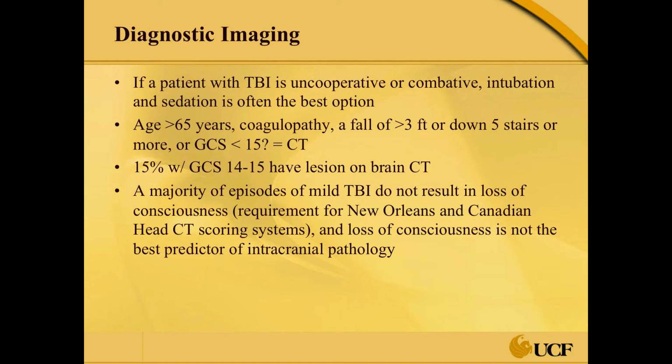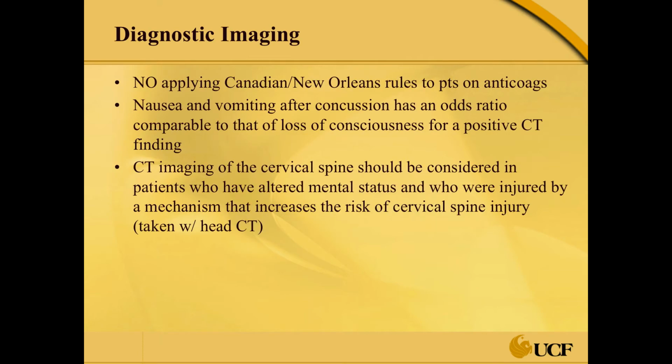So remember, like I said before, guys, your neurologic exam here is going to start with your mental status exam, alert and oriented x4, your cranial nerve assessment, which we already went through. I told you how to assess all 12 cranial nerves, followed by your motor function in your upper and lower extremities, and then finally your sensory function of these areas as well. You're not going to apply the Canadian or New Orleans rules on patients who are on anticoagulants. Nausea and vomiting after concussion has an odds ratio comparable to that of loss of consciousness for positive CT findings.